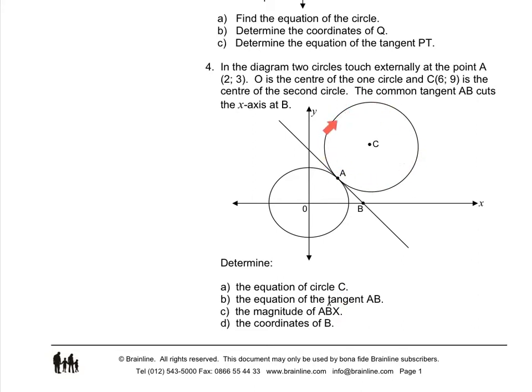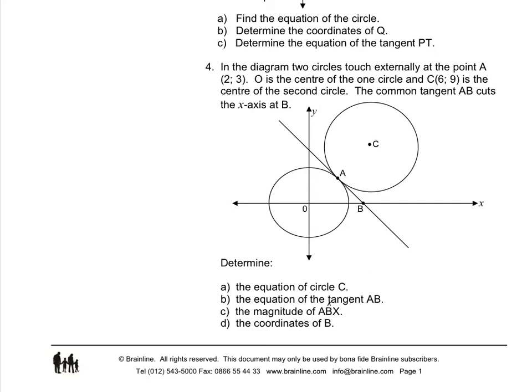Question A, find the equation of circle C. In other words, we're going to use the standard equation of a circle with center (a, b). Then question B, the equation of the tangent AB. So we will first work with the radius and find the gradient in order to find the gradient of the tangent to eventually get to the equation of the tangent. Then question 4C, we have to determine the magnitude of angle ABX. In other words, we're going to work with the inclination angle and say that tan theta is equal to the gradient of the tangent AB.